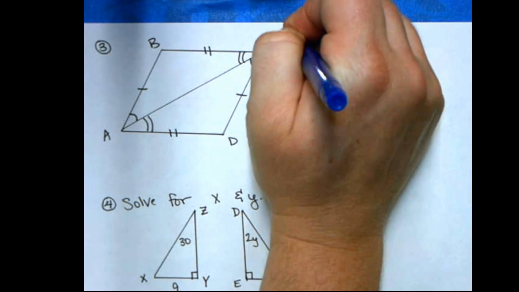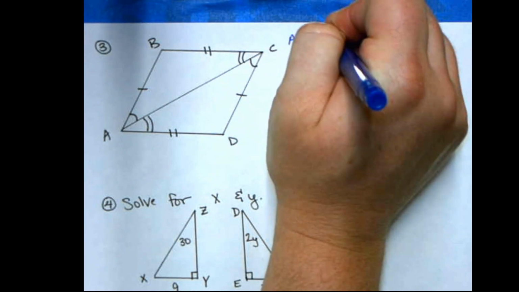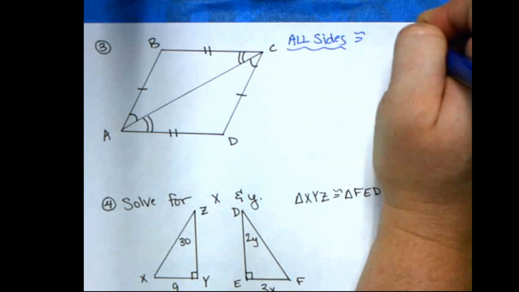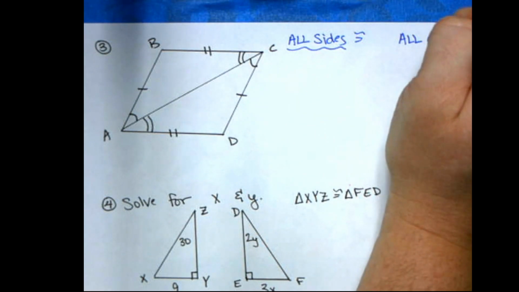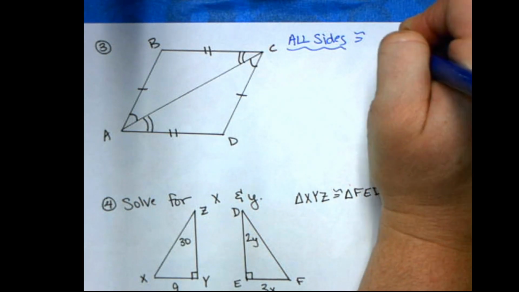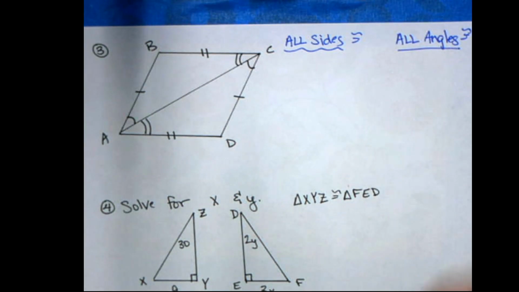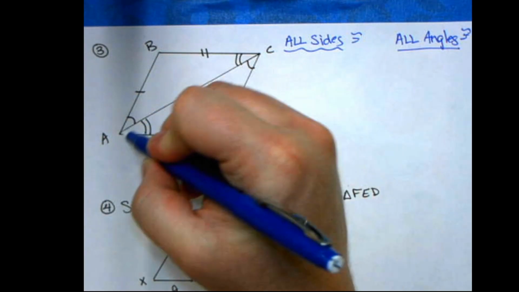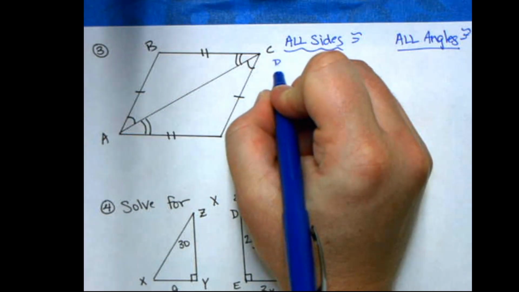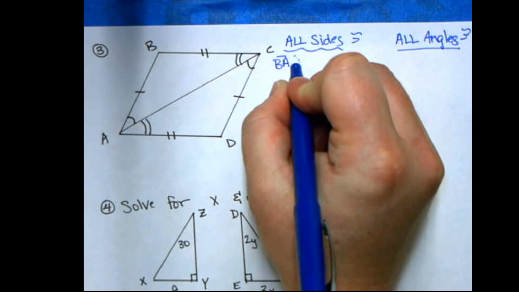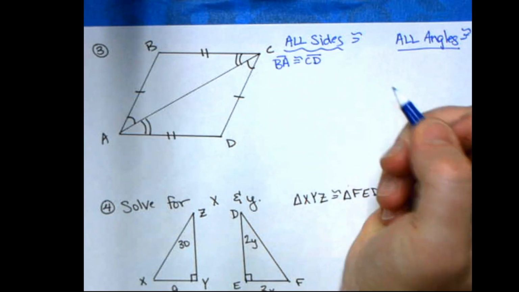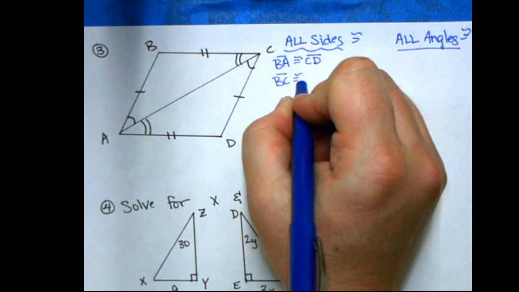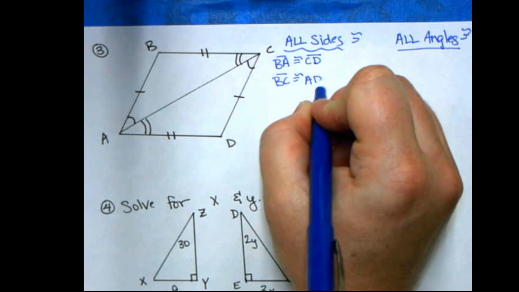So I'm going to start the same way. I'm looking for all sides congruent and all angles congruent. So let's look at what I have. Based on markings, I know that BA is congruent to CD, so that's one side. I know BC is congruent to AD, that's another side.